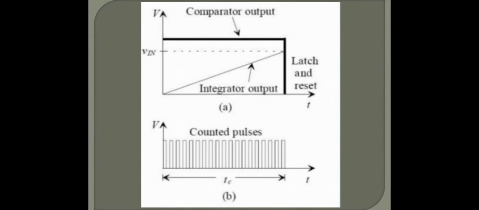We are going to deal with the single slope A to D converter, and this is a graph for the comparator and integrated output. The integrated output increases linearly with the slope, and the counted pulses are directly proportional to the actual value of the input.